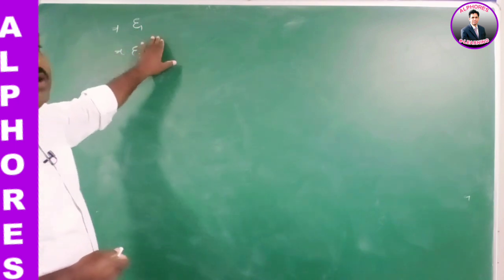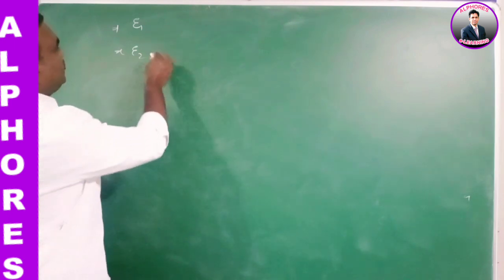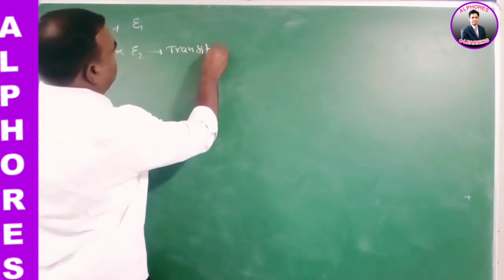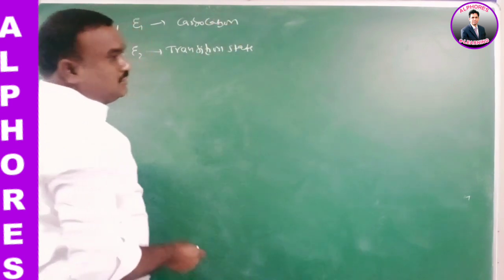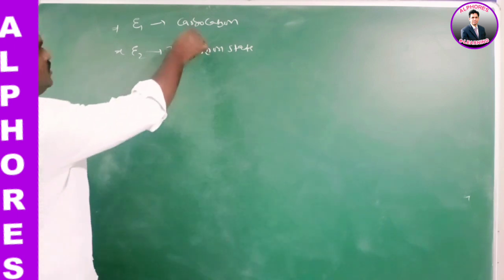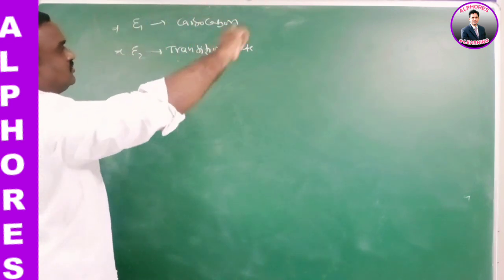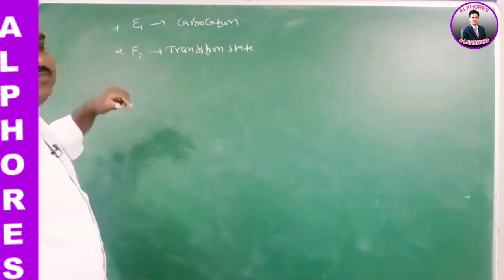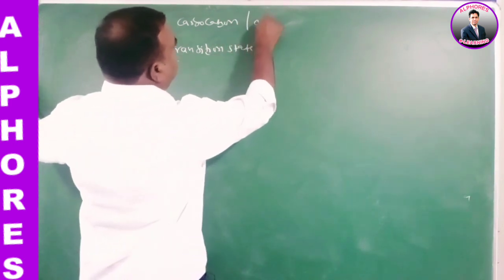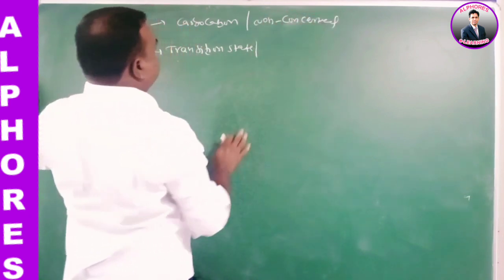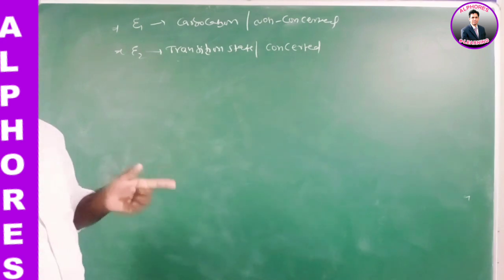The E1 reaction proceeds via a carbocation intermediate. The E2 reaction proceeds via a transition state. Wherever a carbocation is formed, rearrangement is possible, and multiple steps are possible. So the E1 reaction is a non-concerted reaction, and the E2 reaction is a concerted reaction.